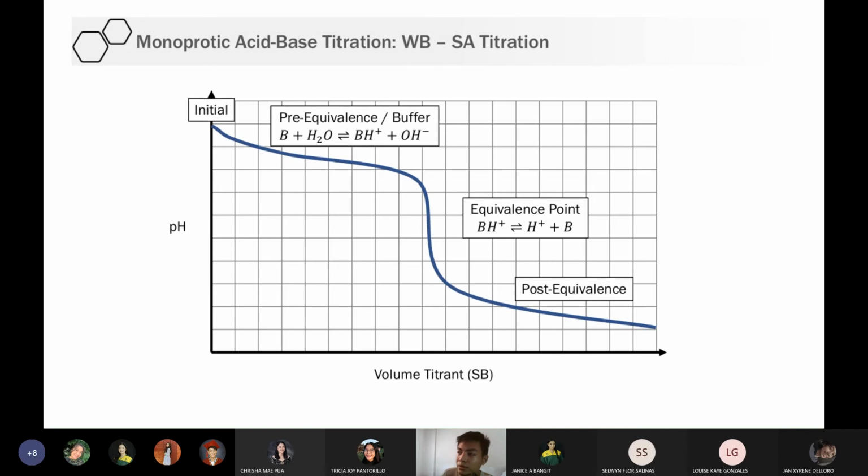So ito yung titration curve niyan. So initial, the square root of CBKB. Then you have a buffer region wherein the pH doesn't change that much. And then suddenly inflection point wherein you will have your equivalence point. And then after that, you will have the post-equivalence point.